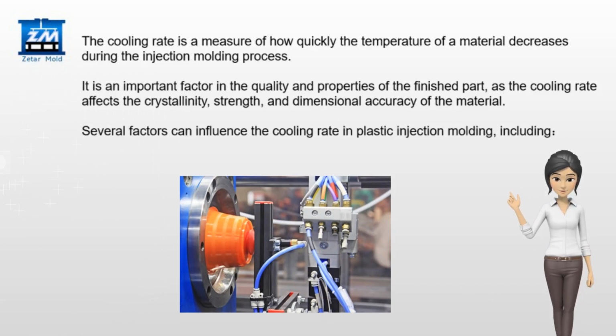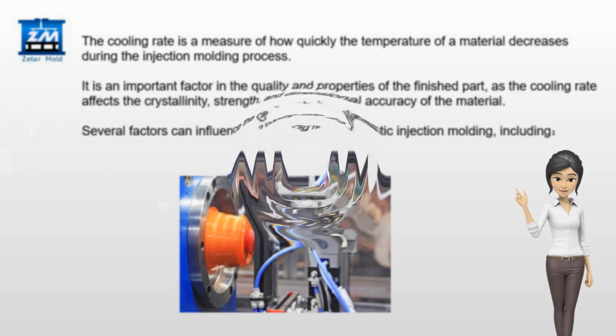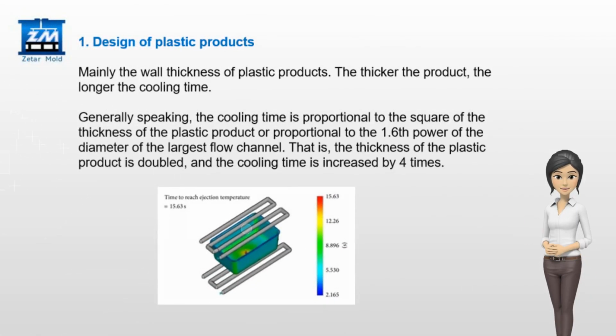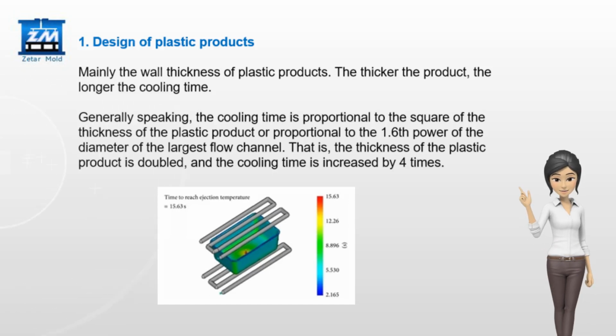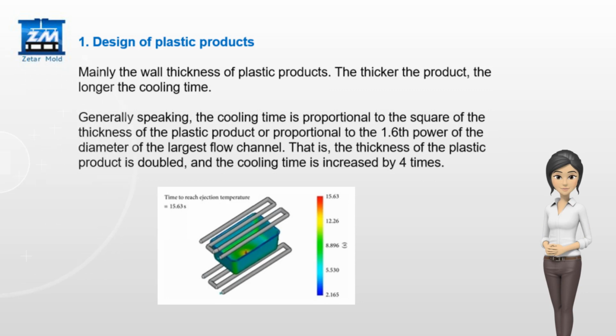Several factors can influence the cooling rate in plastic injection molding, including design of plastic products, mainly the wall thickness of plastic products. The thicker the product, the longer the cooling time. Generally speaking, the cooling time is proportional to the square of the thickness of the plastic product, or proportional to the 1.6 power of the diameter of the largest flow channel. That is, if the thickness of the plastic product is doubled, the cooling time is increased by 4 times.